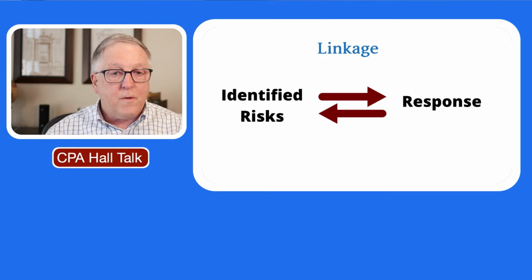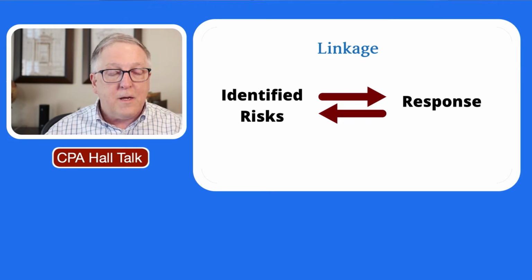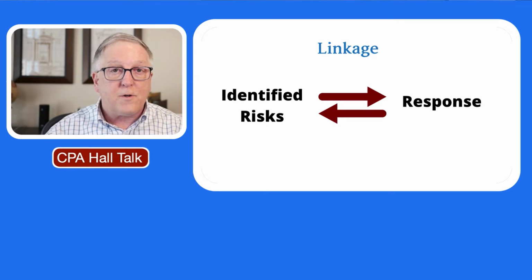Now, we've talked previously about identifying risk and then connecting the response, what we call linkage. And I'm not going to go into a lot of detail here, so see the video above. But I do want to point out here that as you develop your strategy, you want to connect your identified risk to your response. So we're doing that in the detail audit programs, but we're also doing the same thing in developing the audit strategy.